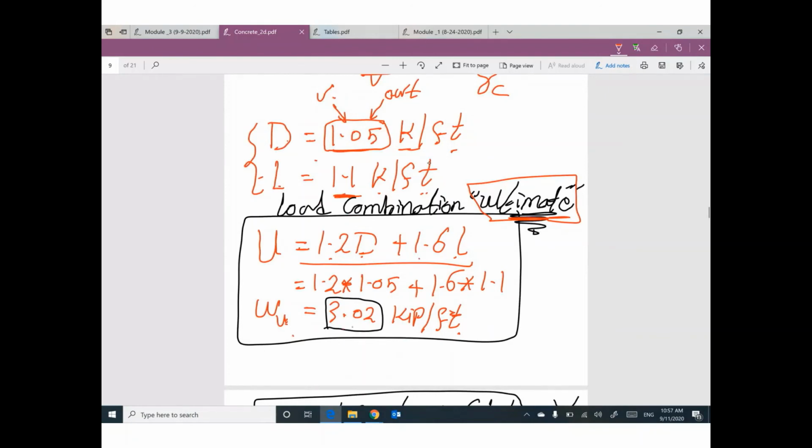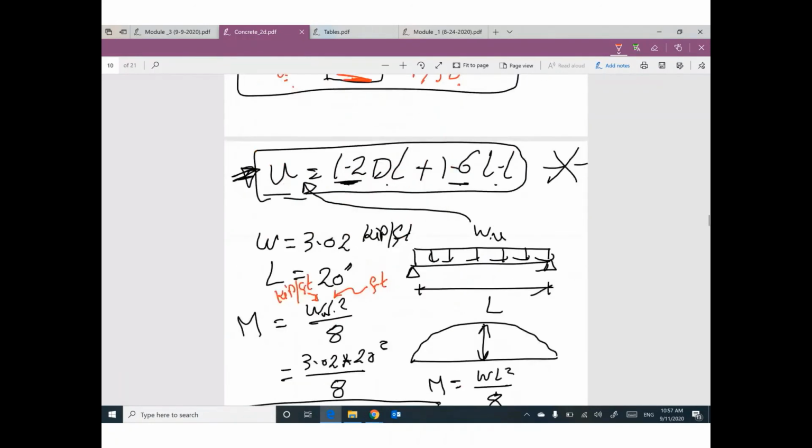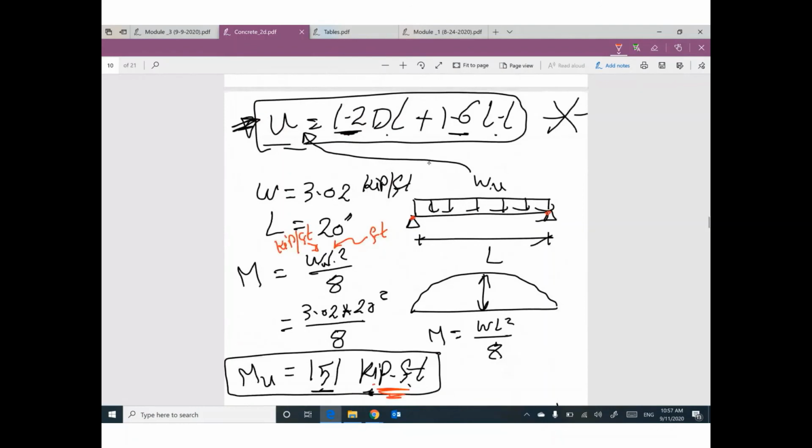From structural analysis, if you have a simply supported beam with uniform distributed load, your bending moment looks like a parabola. The maximum moment equals W L square divided by 8, where W is 3.02, which comes from this equation, and L is the total span of the beam. This moment will be called M ultimate.